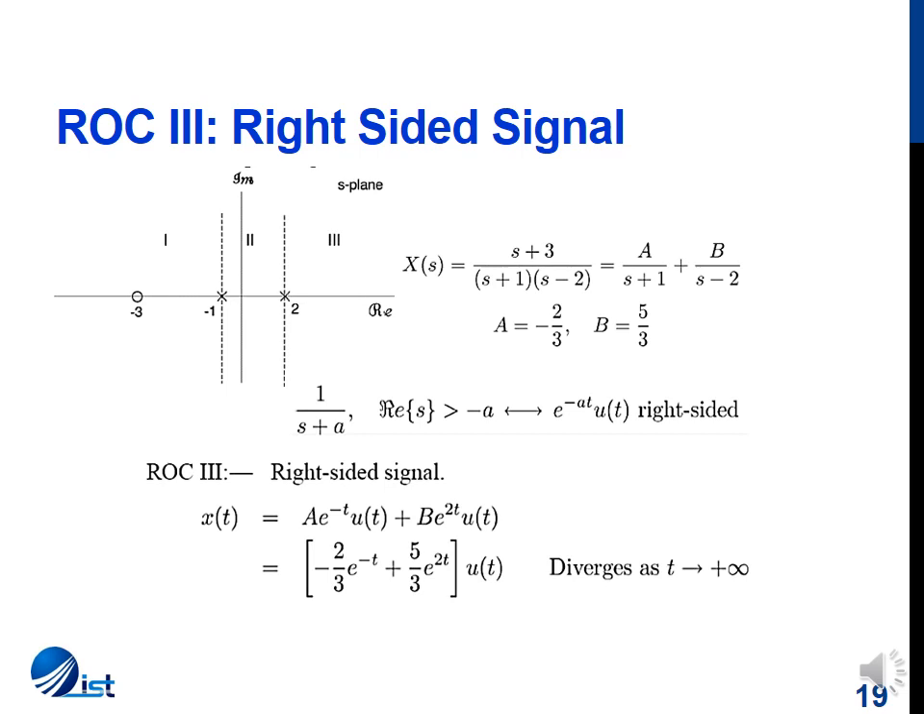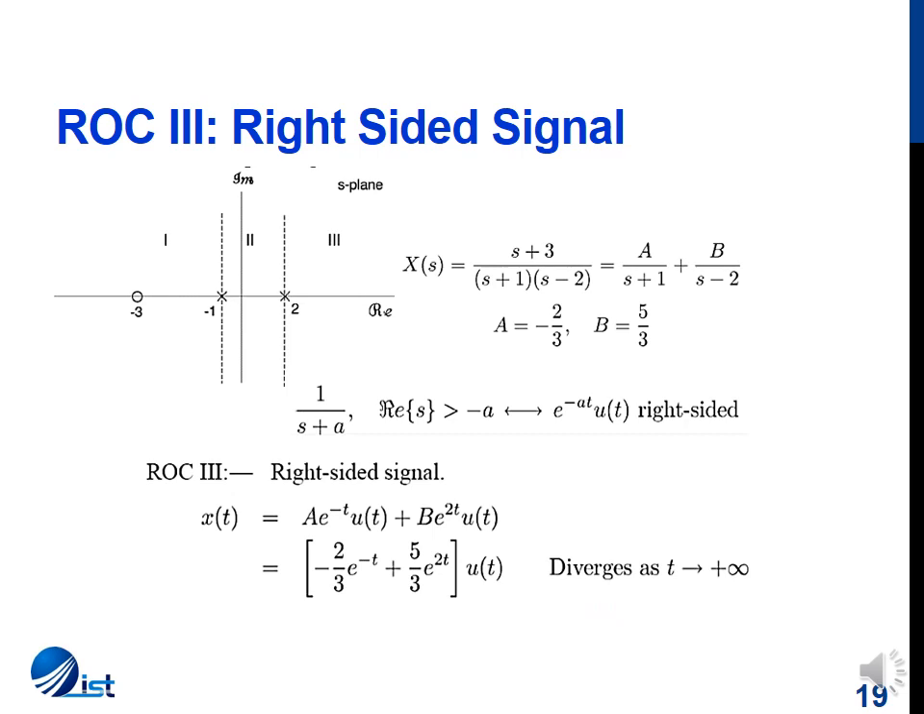The third case is for the situation where we say that the function x of t was a right-sided signal. So both this pole and this pole belonged to right-sided signals. Again, we have the formula for a right-sided signal, and after applying the formula to both these signals, we can get this expression. Now we'll see that as we substitute t equal to plus infinity, this expression will diverge or will reach a value of infinity.